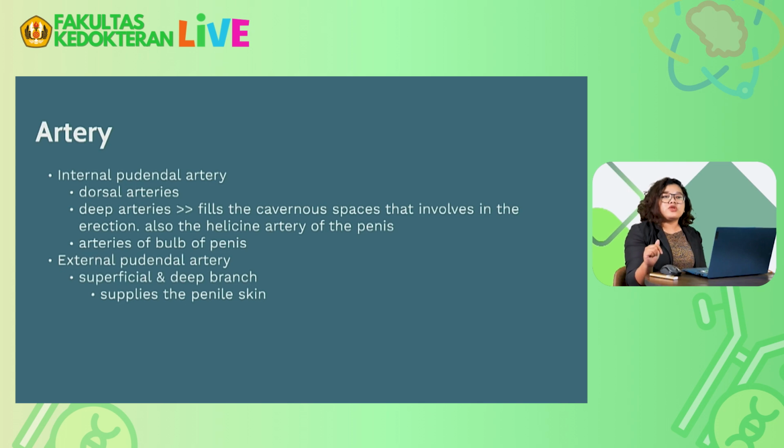While from the external pudendal artery, we have the superficial and deep branches, which supply the penile skin. This is very important so that you understand that the blood that goes inside of the penis, inside of the deep fascia, has a different branch of vascularization from the skin on the outside. This is very important to the physiology itself, so the blood doesn't get cut off during the erection process, so the skin doesn't get necrotic and so on.